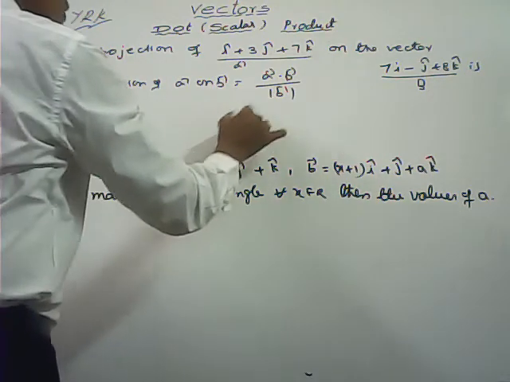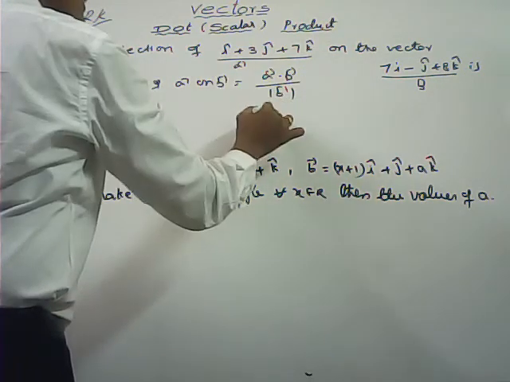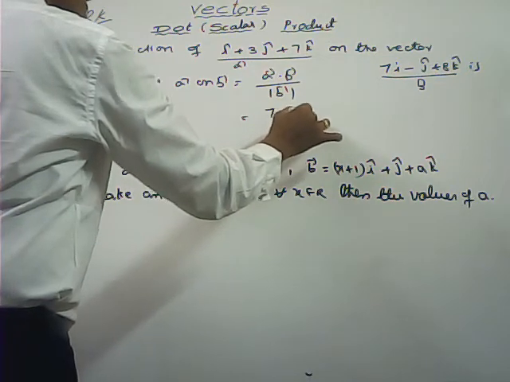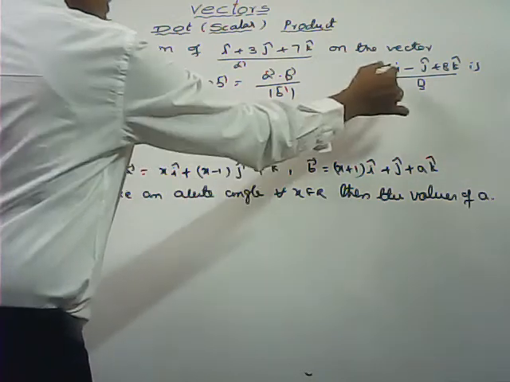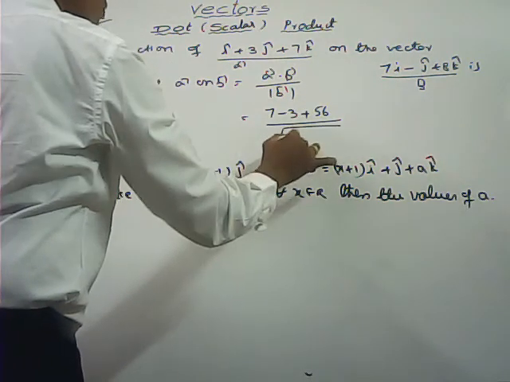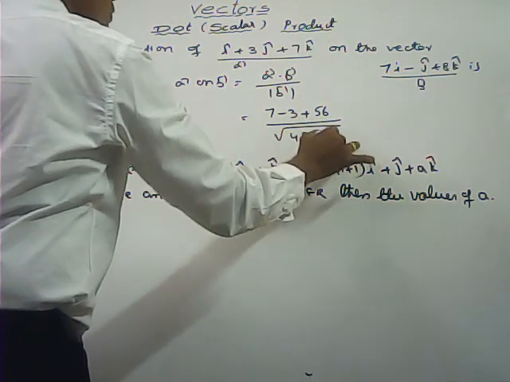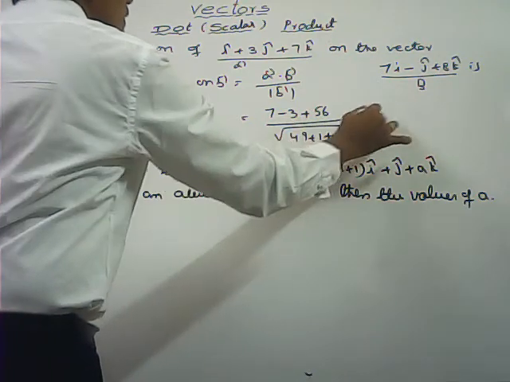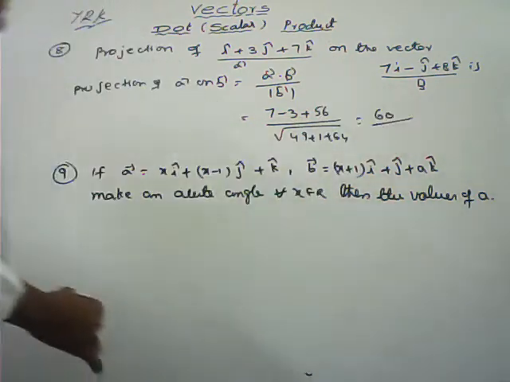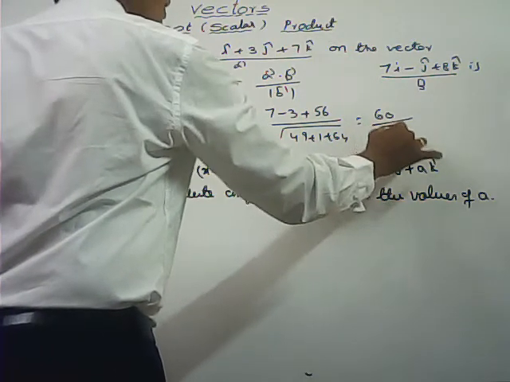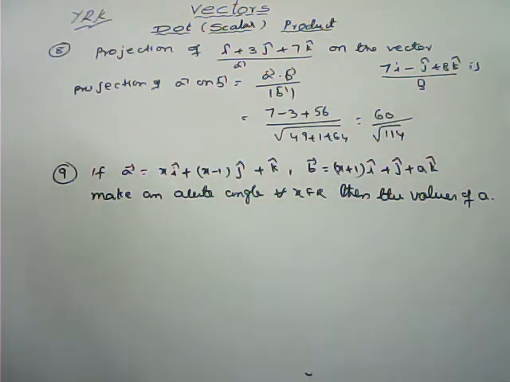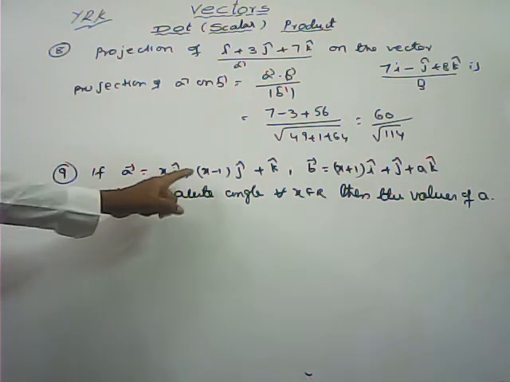What is the dot product of these two? 1 into 7, 7 minus 3 plus 56, whole by modulus of B bar, root of 49 plus 1 plus 64. That is equal to 60 by root 114, something you can get. 50 plus 64, 114.